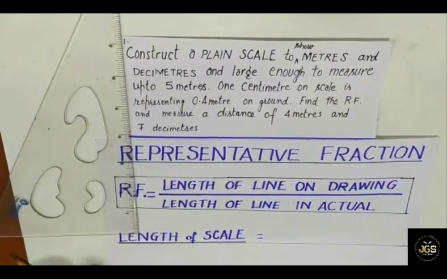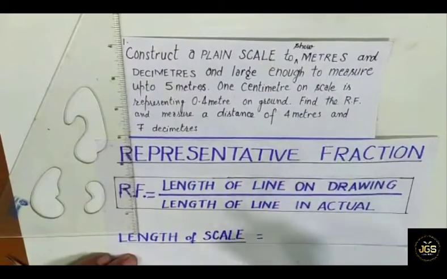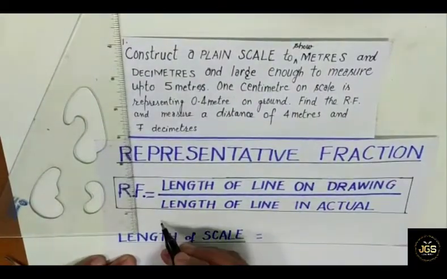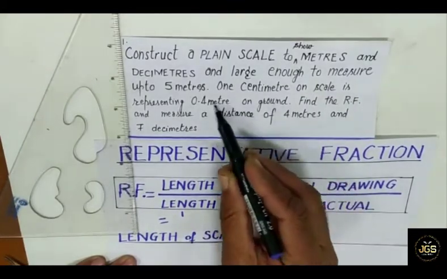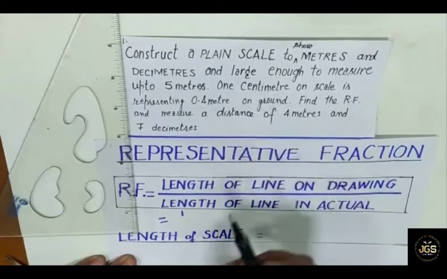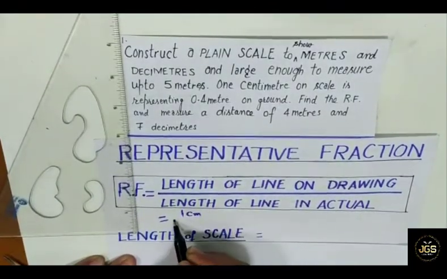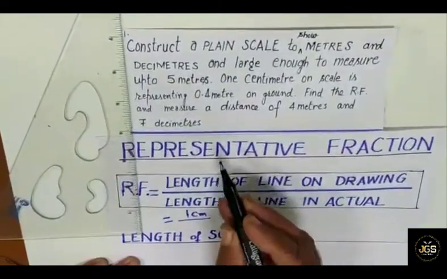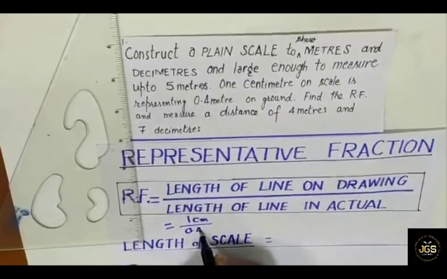for this scale. So here you can see over here 1 centimeter on scale. So here I will put the value of RF, given by 1 centimeter. It is the length of line on scale. It is 1 centimeter is given. What is the actual length of this line on the ground? It is 0.4 meters.